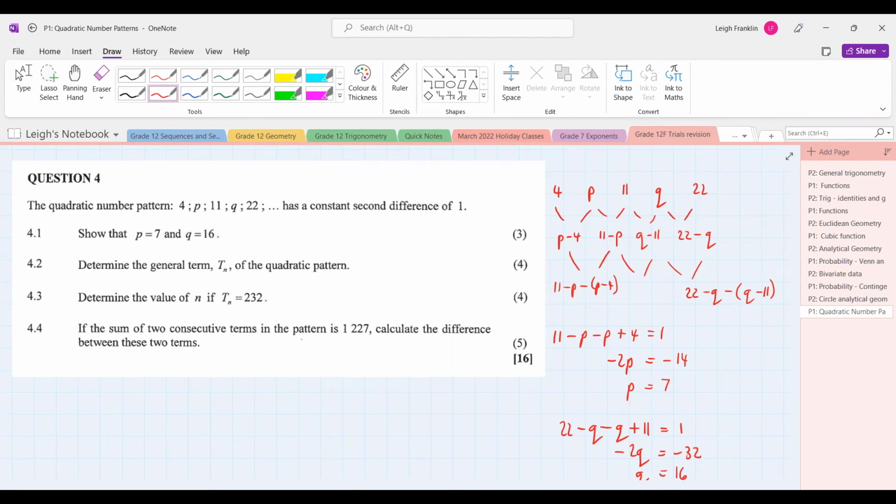So you don't have to solve simultaneously. I suppose in a sense you are solving simultaneously, because you are working out the value of 2 different variables.